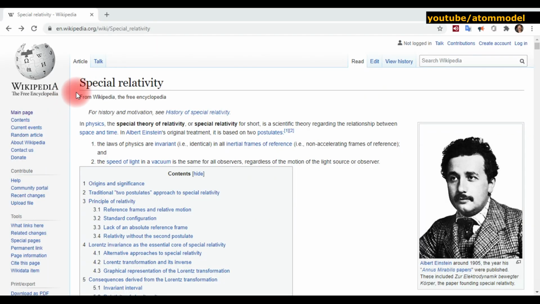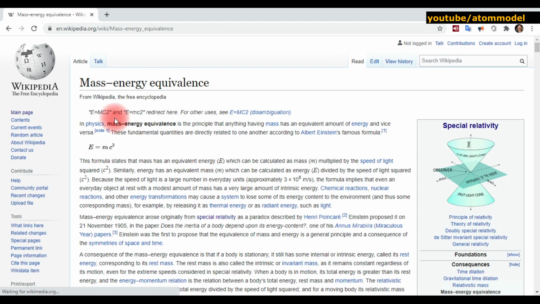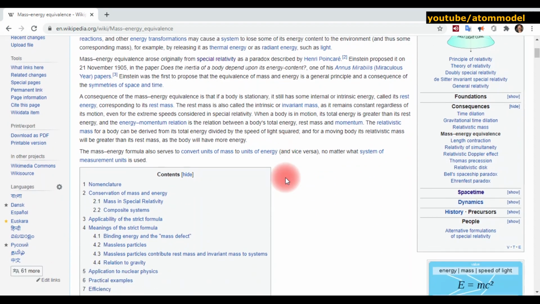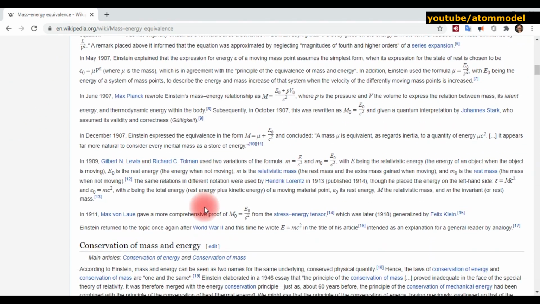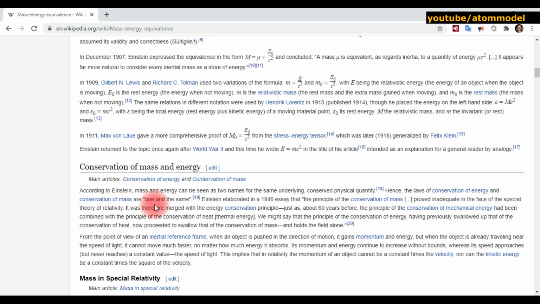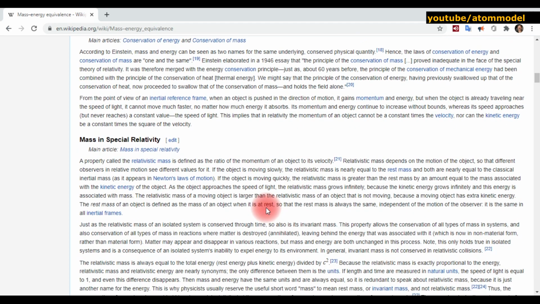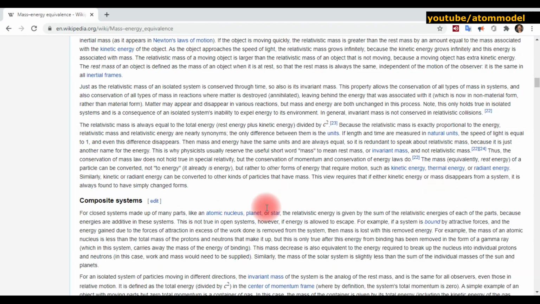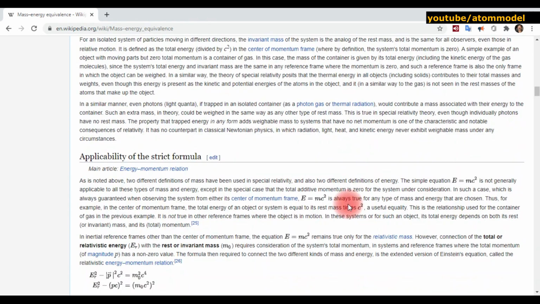According to Einstein's theory of special relativity, published in 1905, matter and energy are two different manifestations of the same thing. Now, it is believed that the mass defect that occurs in a nuclear reaction is converted into energy. Today, we use Einstein's famous mass-energy equivalence formula, E = mc², to calculate the amount of energy released in a nuclear reaction.